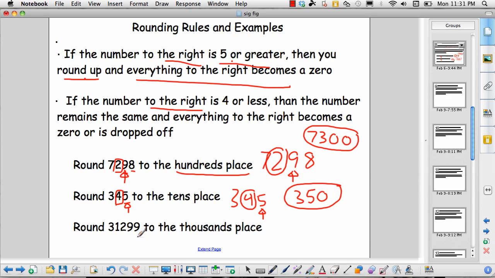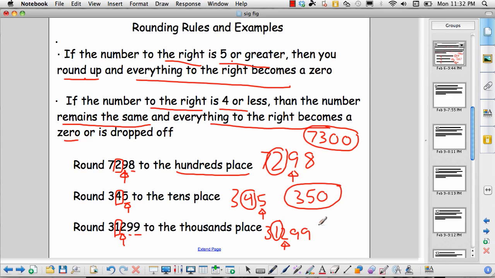Let's take a look at our last review problem, then get into the sig fig problems. 31,299. They want to round this to the thousands place. Here's my ones, tens, hundreds, and the 1 here is actually in the thousands place. So this is the number I'm looking at. Looking at the number to the right of this, it's a 2. So right now I have 31,299. I want to round the thousands place, which is where the 1 is. The 2 is to the right. This is 4 or less, so that means that my number is going to remain the same and everything else is going to become a 0.